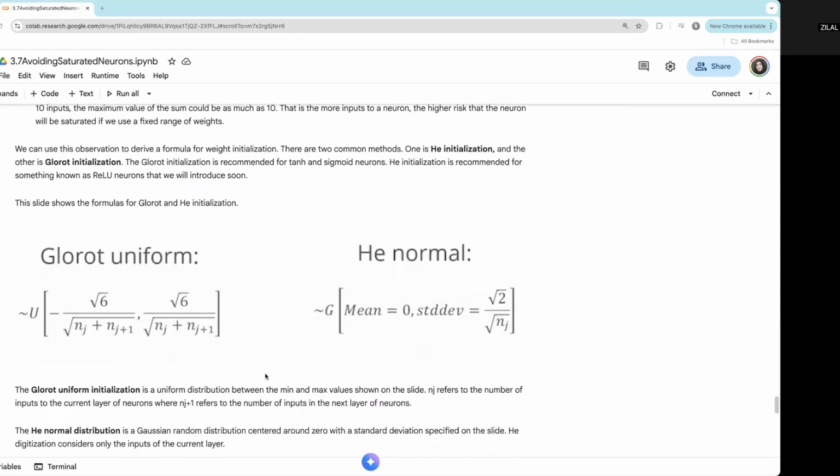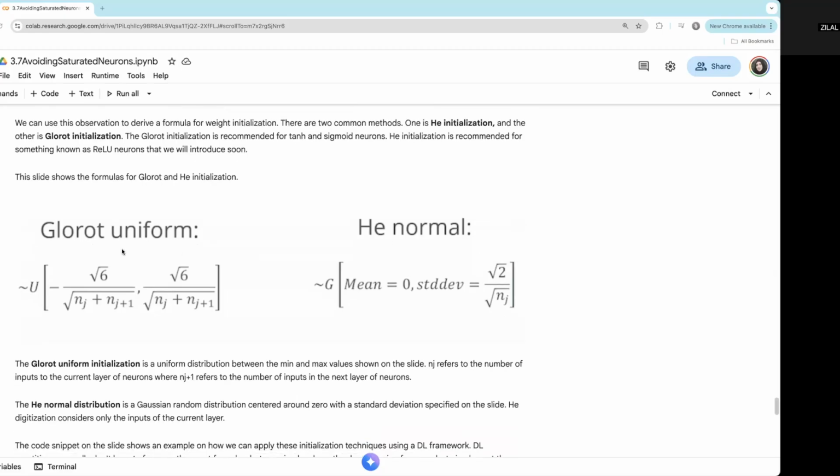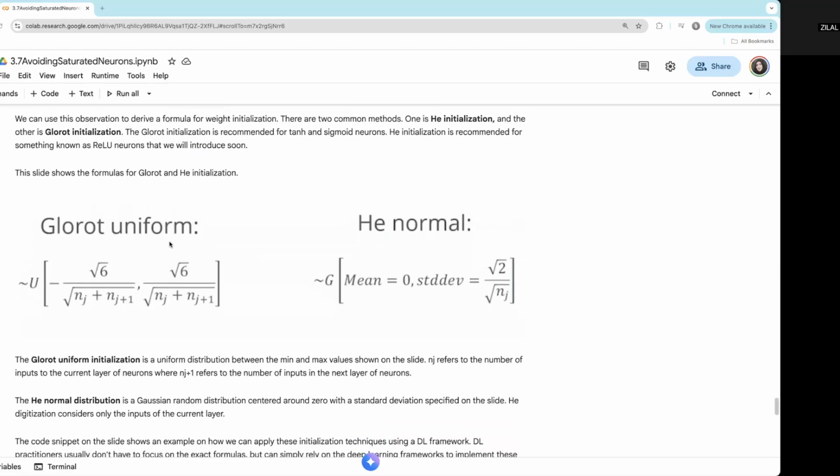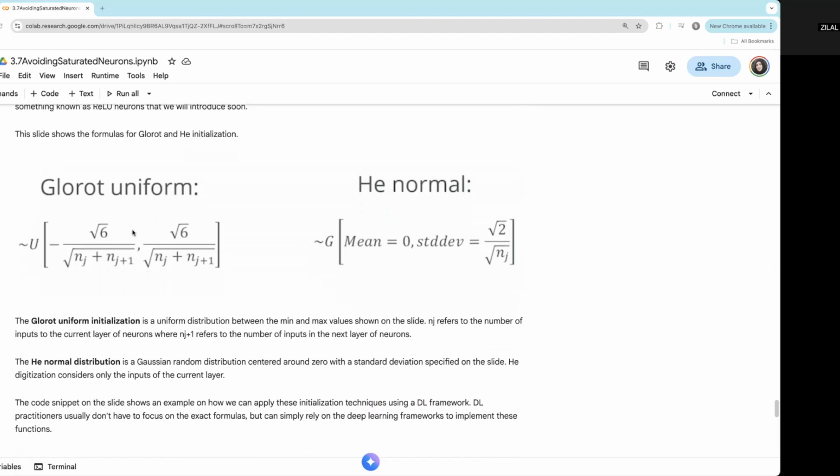We can use this observation to derive a formula for weight initialization. There are two common methods. One is He initialization and Glorot initialization. The Glorot initialization is recommended for tanh and sigmoid neurons. He initialization is recommended for something known as ReLU neurons, and that will be introduced very soon in future videos. This slide shows the formulas for Glorot and He initialization.